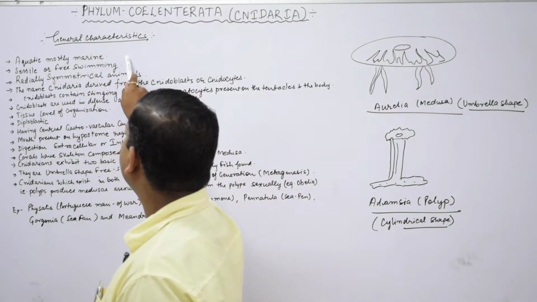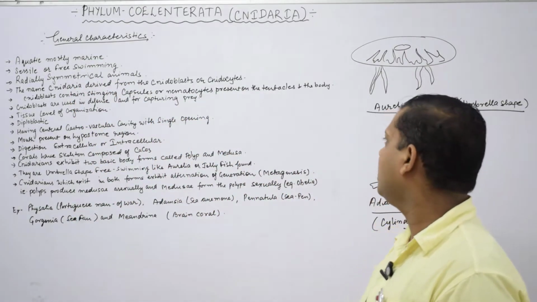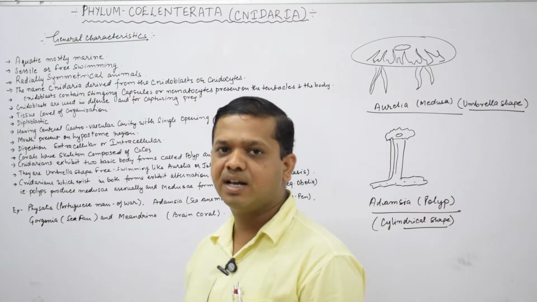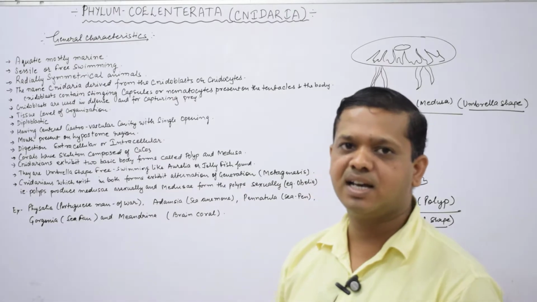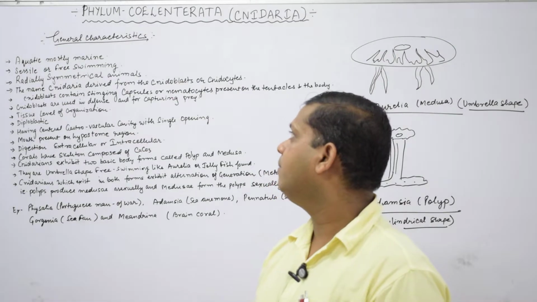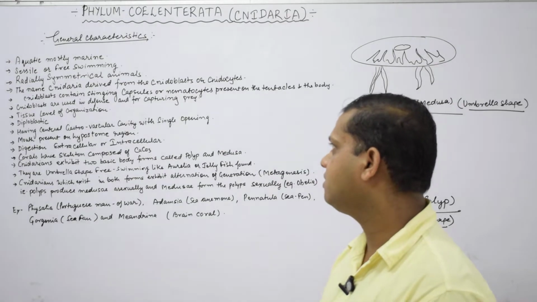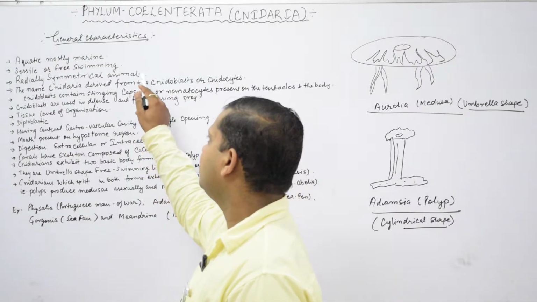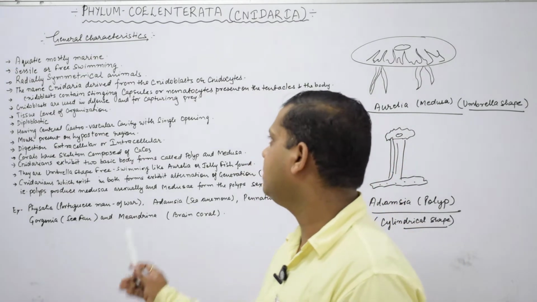First, the animals which belong to this phylum are aquatic, and mostly they are marine. Second, they are sessile or free swimming, meaning they can attach to the substratum at one place and not have any movement, or some animals are free swimming and can swim from one place to another easily. This is the second important characteristic feature of this phylum. Then we will talk about symmetry. The animals which belong to this phylum have radial symmetry.